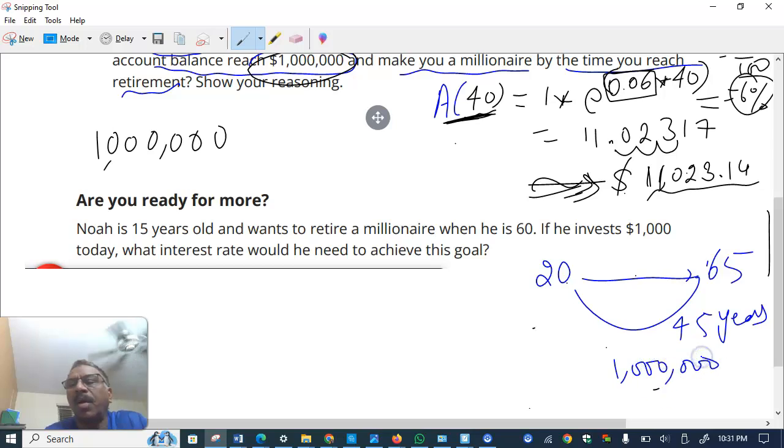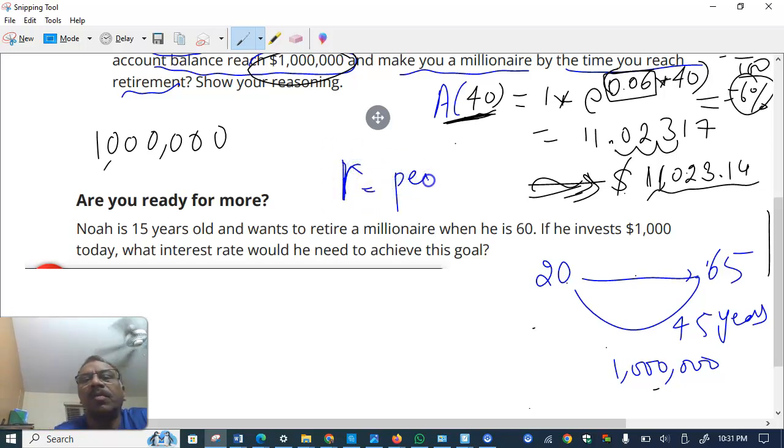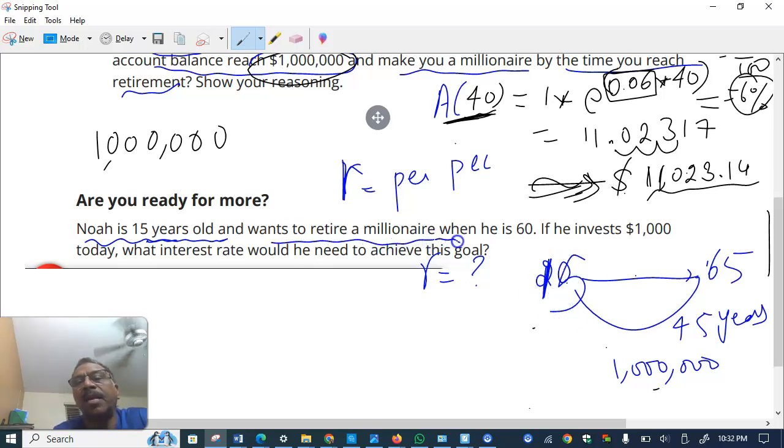What are the changes? You have to look out for investment where they give you a good rate of interest, so a percent increase. So you want to know what percent increase is needed. Let's check what percent. So Noah. Oh, he said Noah is 15 years. Sorry, this is 15. I didn't realize that, and he wants to retire as a millionaire when he's 60. So this is 60. So almost like 40, same thing, but he starts at 15. I'm sorry.